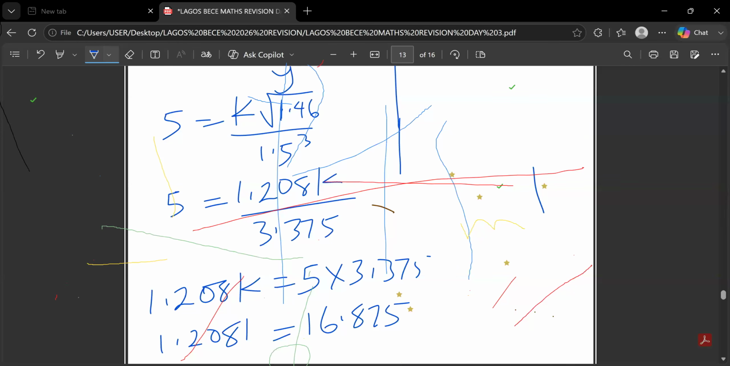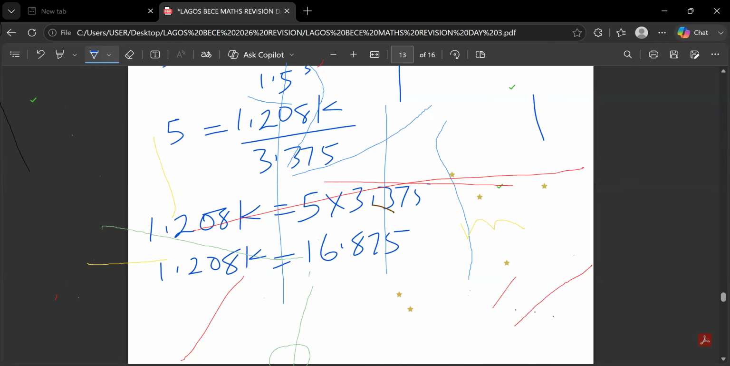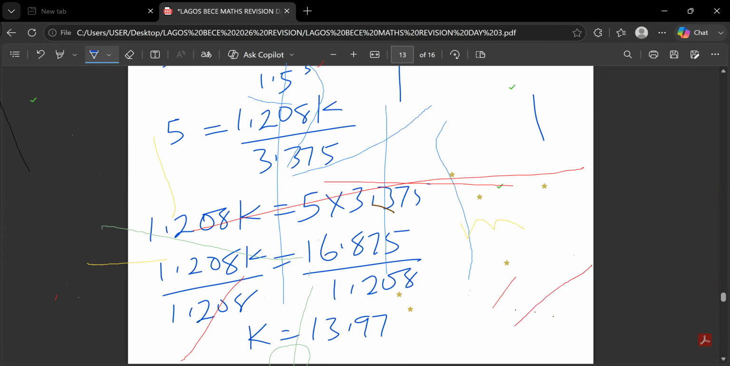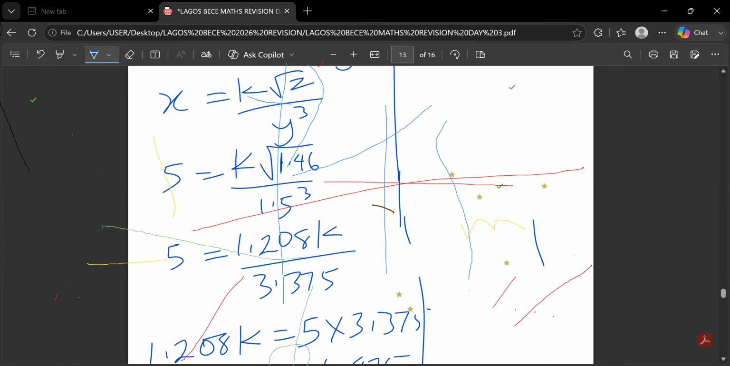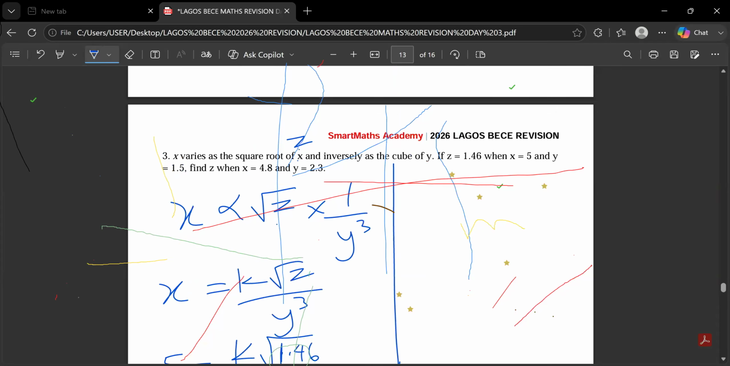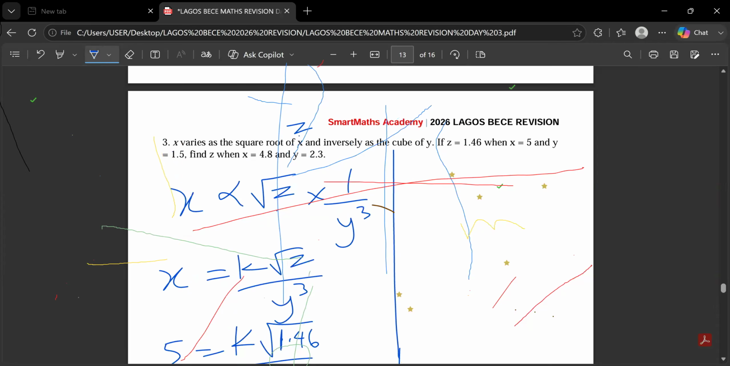1.208k. So we divide both sides by 1.208. So that gives 13.97. So k equals 13.97. Since k is equal to 13.97, the question says find the value of z when x is 4.8, then k is 13.96.